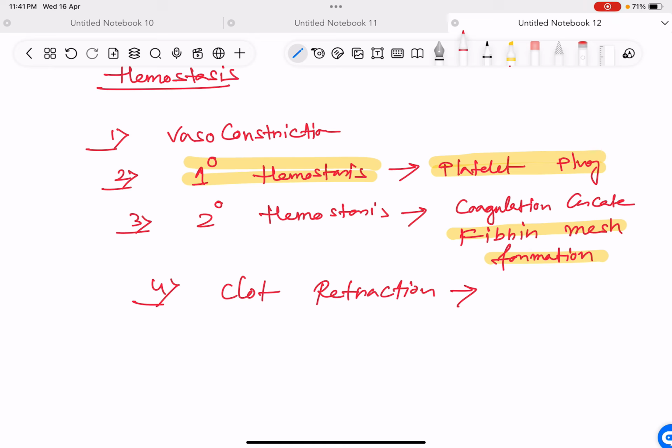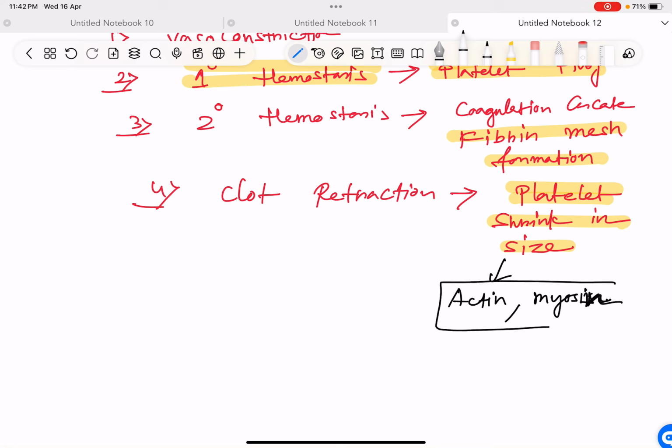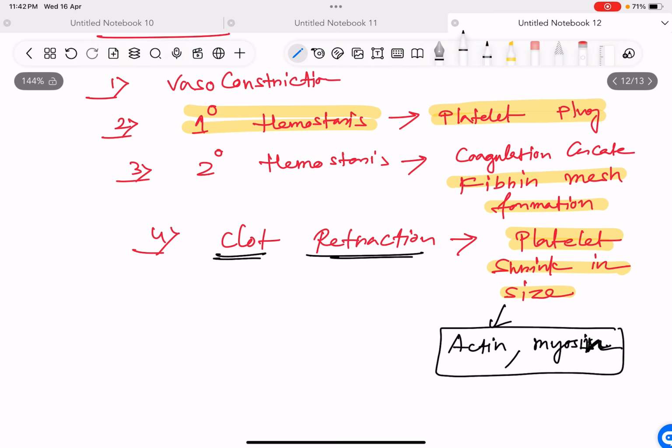What makes the clot retract? It is because the platelets shrink in size. So clot retraction is due to the platelets shrinking in their size. Okay, how does it happen? Platelets have these proteins known as actin, myosin. These proteins help to shrink the size of platelets, resulting in clot retraction. So vasoconstriction, primary hemostasis, secondary hemostasis, and clot retraction.